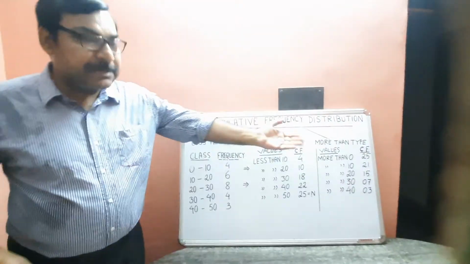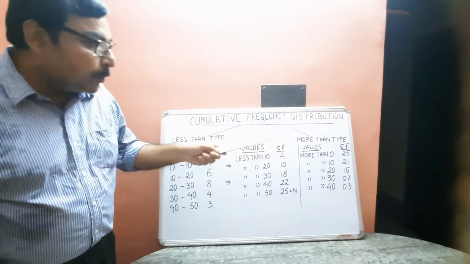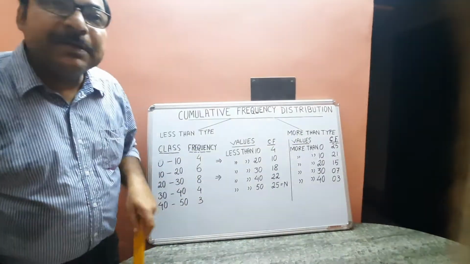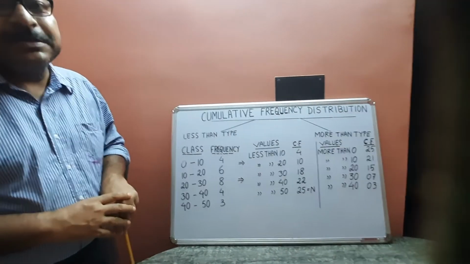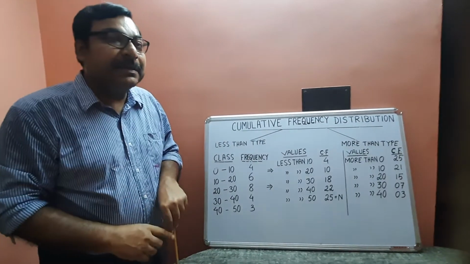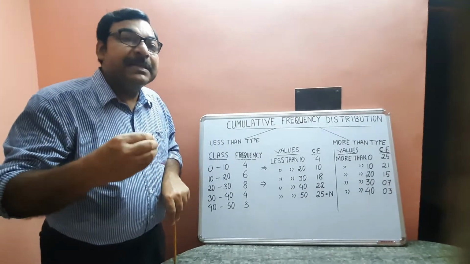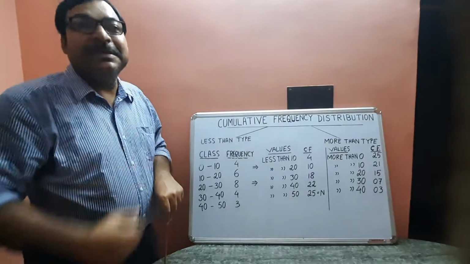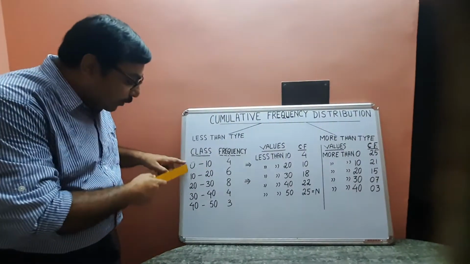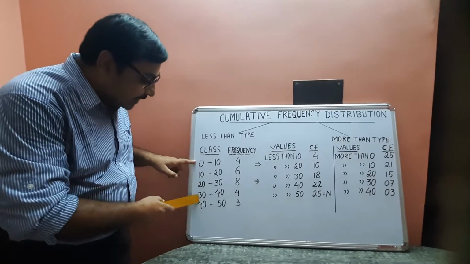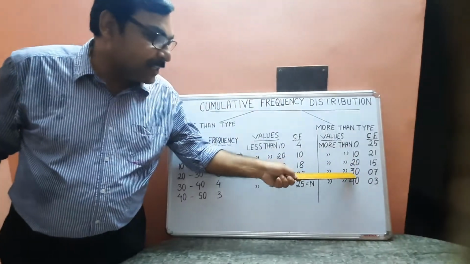Now come to the next part. Another type of cumulative frequency distribution is more than type cumulative frequency distribution. In case of more than type cumulative frequency distribution, always keep in mind, more than type cumulative frequencies are based on lower limits of the series. So if this is the series given to you, you will consider the lower limits 0, 10, 20, 30, 40. So first write more than 0, 10, 20, 30, 40.